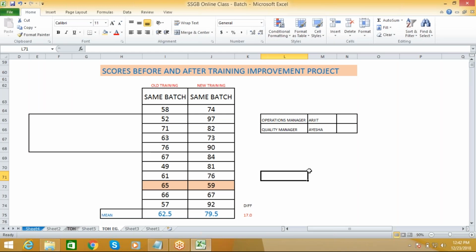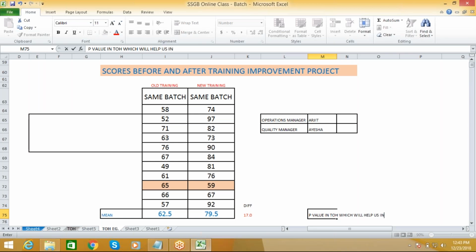Now, the next thing is, what is a threshold to conclude whether it is a significant improvement or no? So everybody is getting it. Now, how can we conclude whether this 17 is a significant improvement or no? Or what is a threshold? Okay, so just give me a few minutes. I'll tell you something. We actually calculate something called a p-value. You guys would have heard about it in TOH, which will help us in concluding whether it is significant or no.